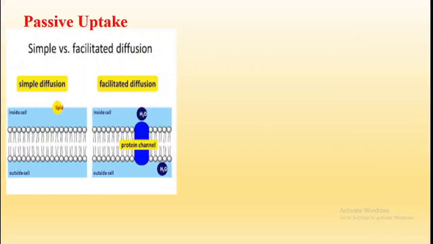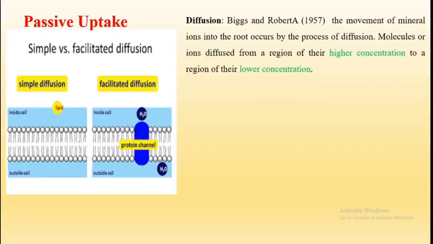Now we first see the passive uptake. For passive uptake, there is no requirement of metabolic energy. Diffusion. Diffusion is explained by Briggs and Robertson. The movement of mineral ions into the root occurs by the process of diffusion. Molecules or ions diffuse from a region of their higher concentration to a region of their lower concentration.